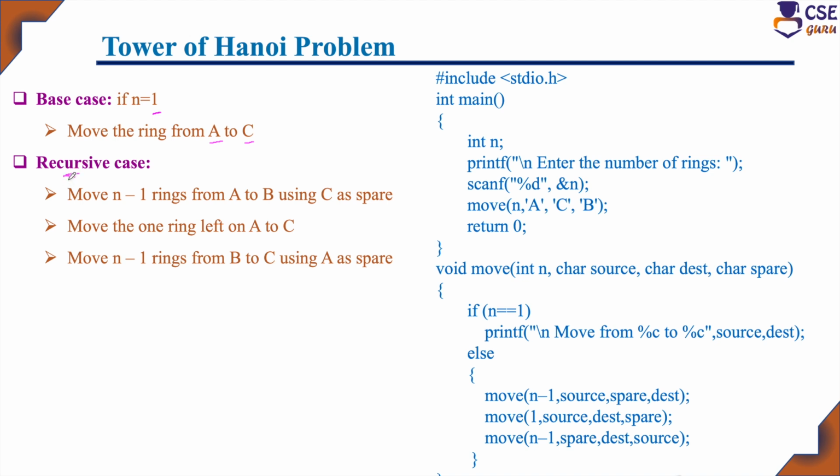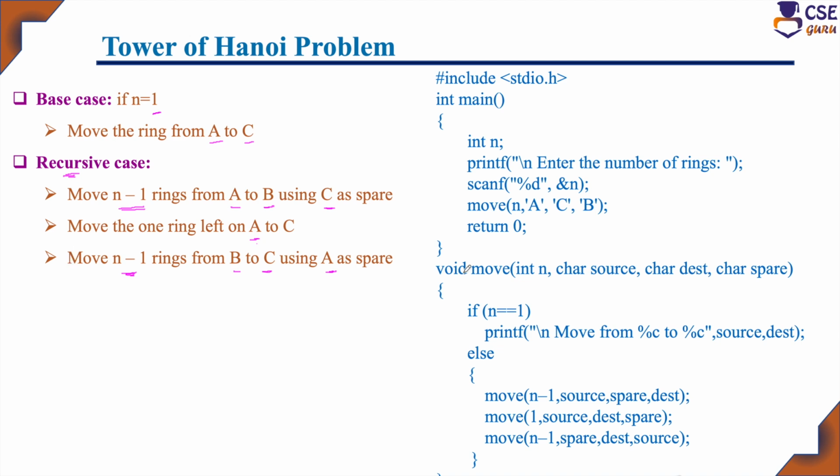Okay. So the recursive case, how will we implement it? Move n minus 1 rings from pole A to pole B using C as the spare pole. Now the nth ring will be at A, the only leftover ring. Directly move the ring from A to C. Then in pole B, n minus 1 rings will be there. Move those n minus 1 rings from B to C using A as the spare pole. Okay, if you implement these three steps recursively, you will get the solution.